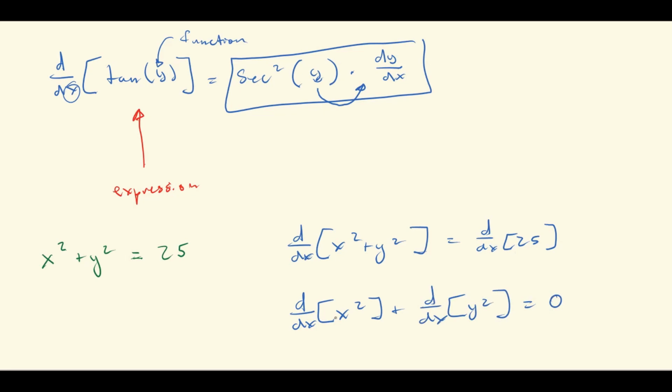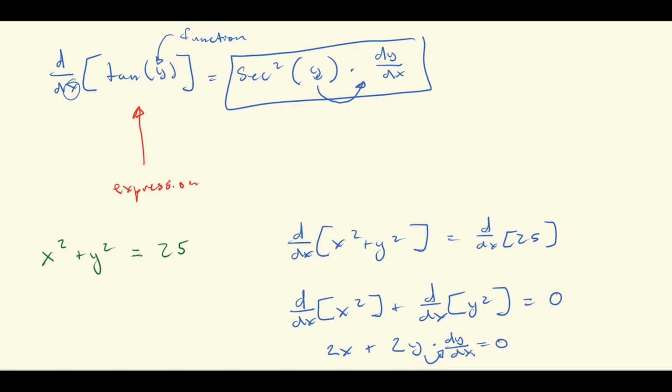And then what we do is we go ahead and take the derivative of these terms. So we get 2x using the power rule plus the derivative with respect to x of y squared is going to give us 2y. But because y is not the variable x is, we're going to treat it as a function and multiply the term by its derivative, which is dy dx. And all that is equal to 0.